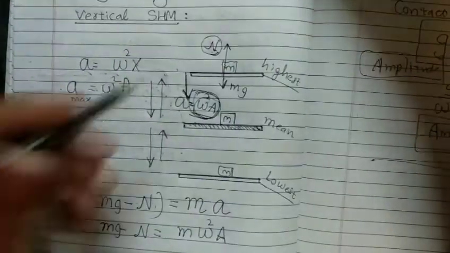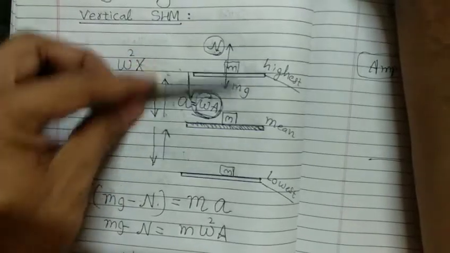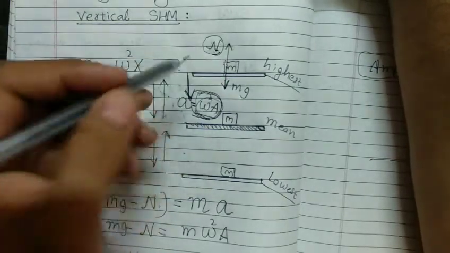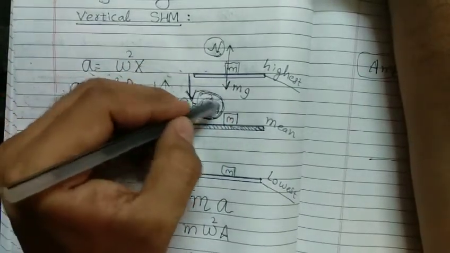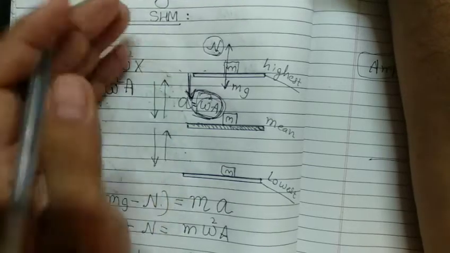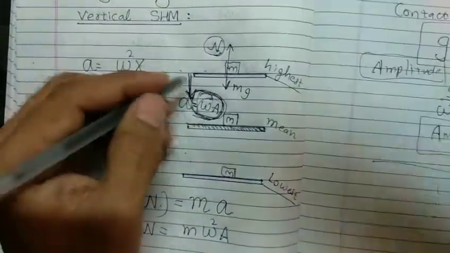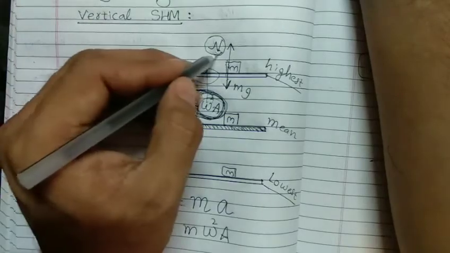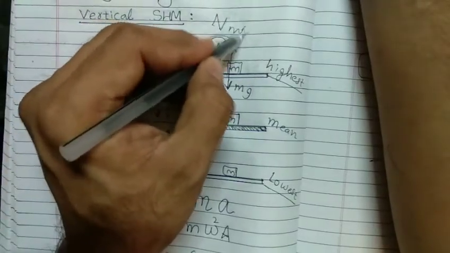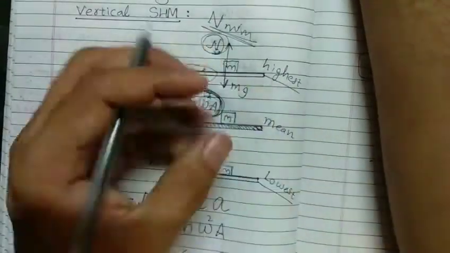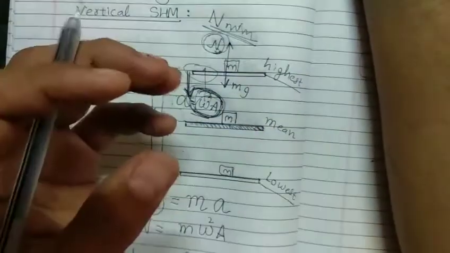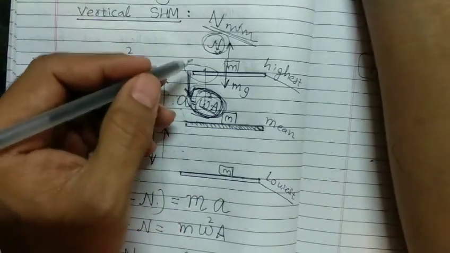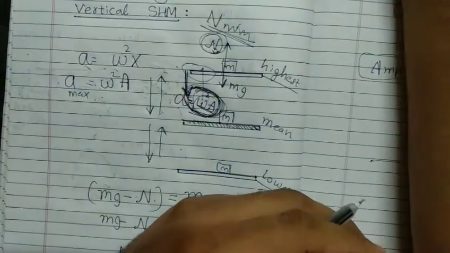Physically, if you want to understand this, suppose this platform is oscillating continuously. At the highest point, the acceleration of the platform is downward, and it is the maximum acceleration, that is omega square A. Since the acceleration is downward and maximum, at this point the normal reaction is minimum. If the normal reaction becomes 0, it's a loss of contact. If omega square A becomes more than g, the contact will be lost.